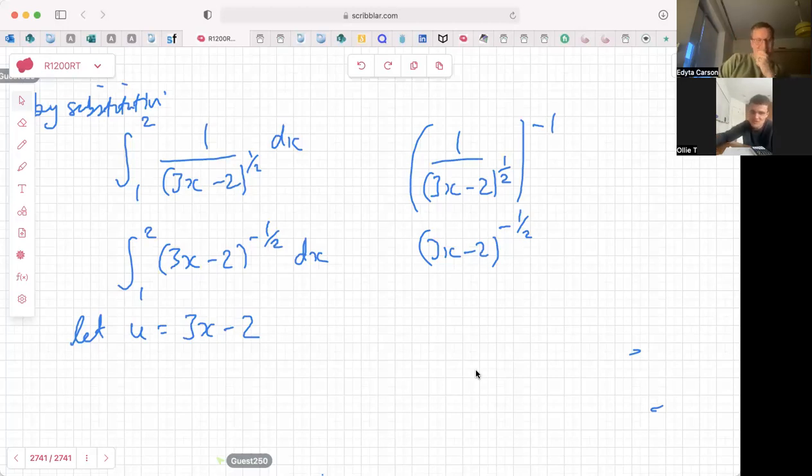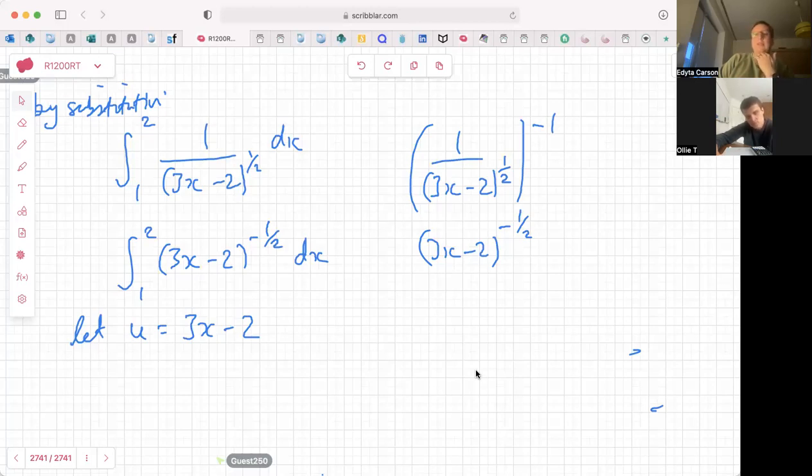So we have to write the integral out again, but put u in the place of 3x minus 2. It would be okay to do it piecemeal, but it wouldn't be correct or actionable. We need to change everything that needs to be changed and then write it afresh. So the power will stay as it is, the minus 1/2. That won't change.